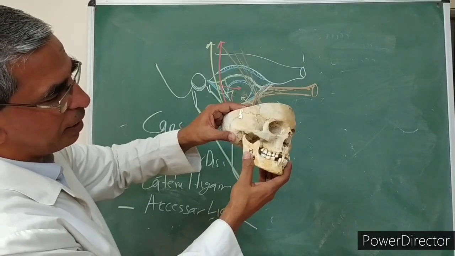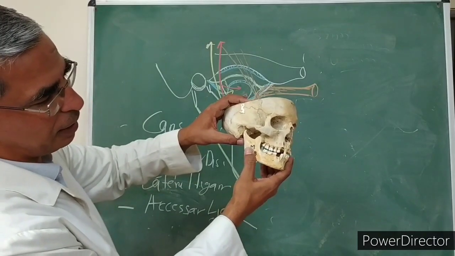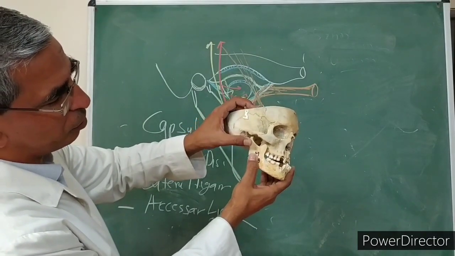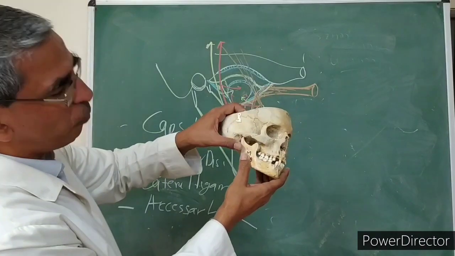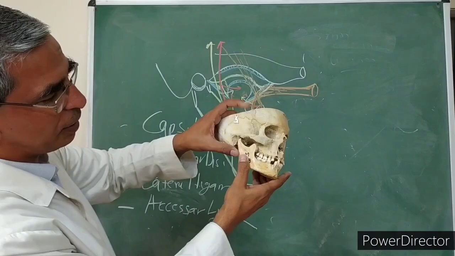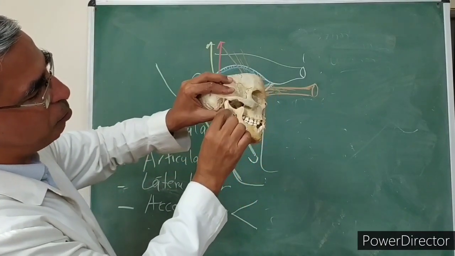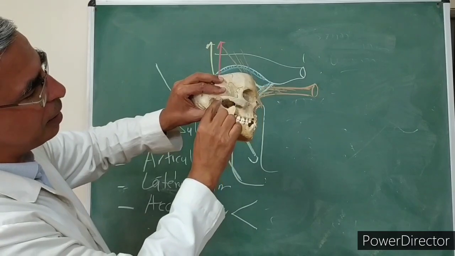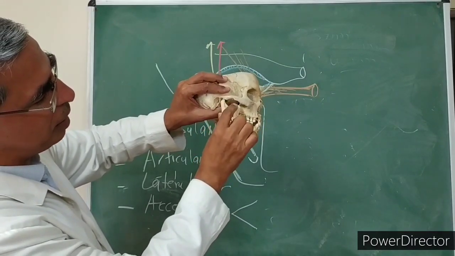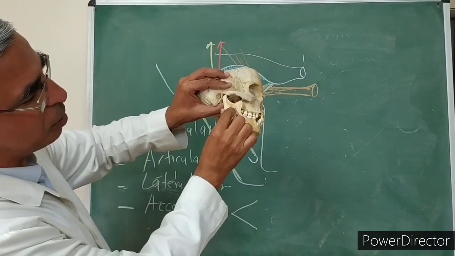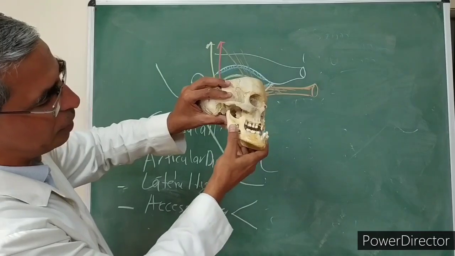Retraction is done by the posterior fibers of the temporalis muscle here. So when the temporalis muscle contracts on both sides, retraction occurs here. Forceful retraction is done by the middle and deep fibers of the masseter muscle. The middle fibers come here, and the deep fibers attach at the upper part of the ramus of the mandible. So when they contract, we get forceful retraction.